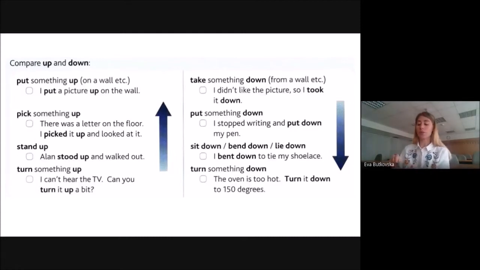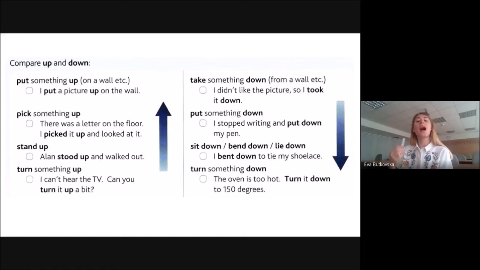Pick something up. So I'm picking up the marker, or there was a letter on the floor. I picked it up and looked at it. So you physically take it up, but we say pick it up. The opposite would be put the marker down.